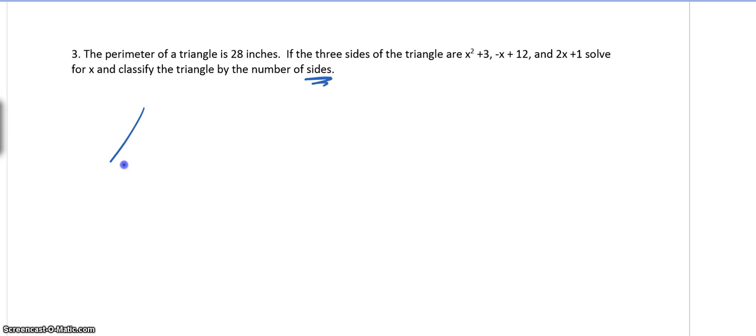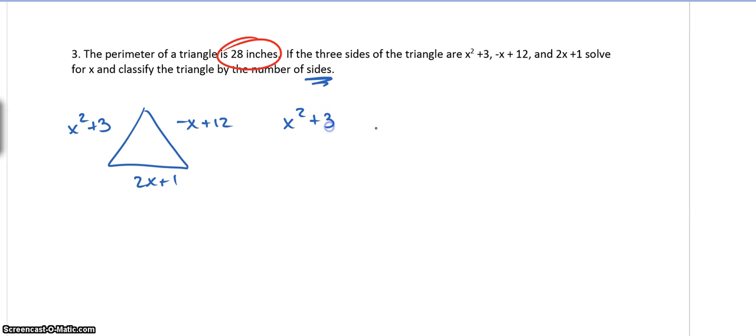Alright, so now I'm just going to draw a quick sketch. We don't know what it looks like because we know nothing about it. We know one side is x squared plus 3, one side is negative x plus 12, and one side is 2x plus 1. And more importantly, we know the perimeter is 28. So remember, the perimeter is if you add up all the sides. So I know x squared plus 3 plus negative x plus 12 plus 2x plus 1 added all together equal 28. Alright, so let's combine my like terms.